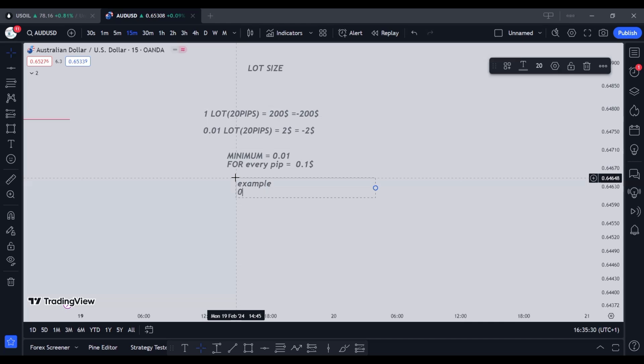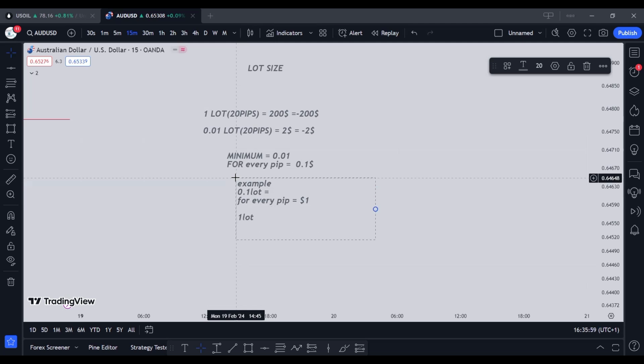Example, you use a 0.01 lot on a trade. This means for every pip, you are either losing or making $0.10. You just times 10, right? Just times 10. 0.01 times 10 is what? 0.1. The same thing for one lot.